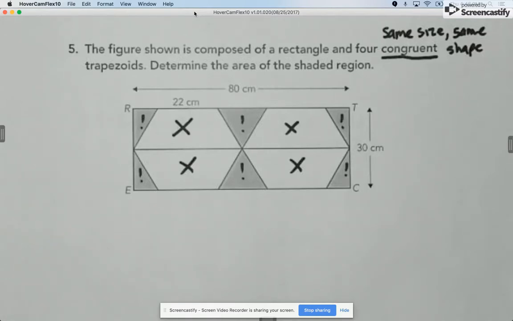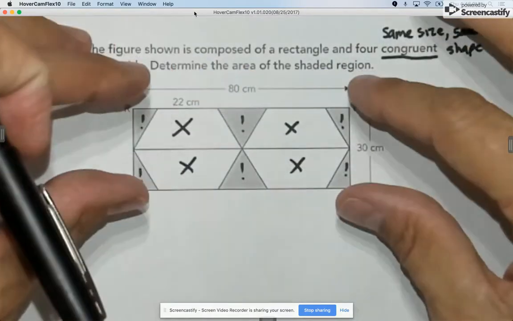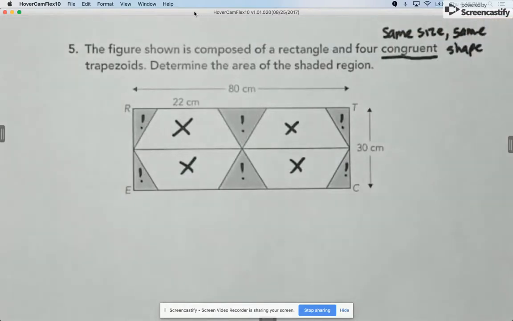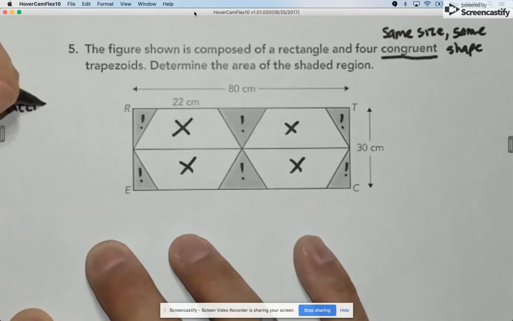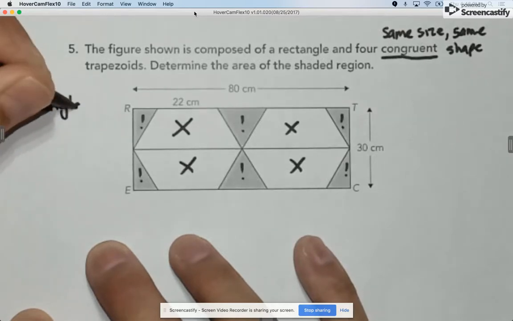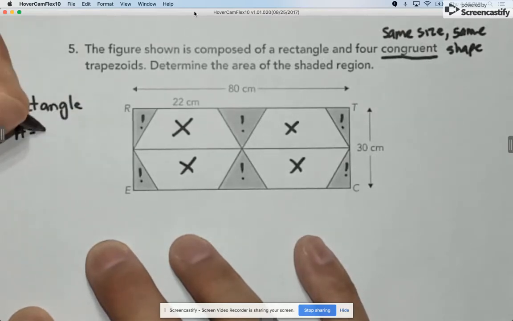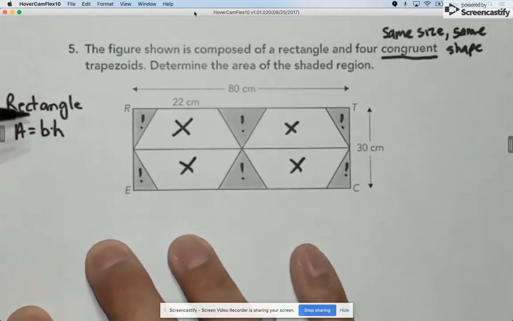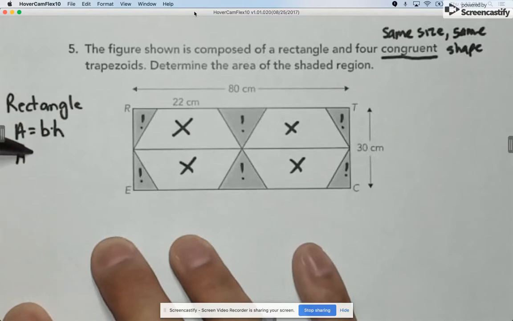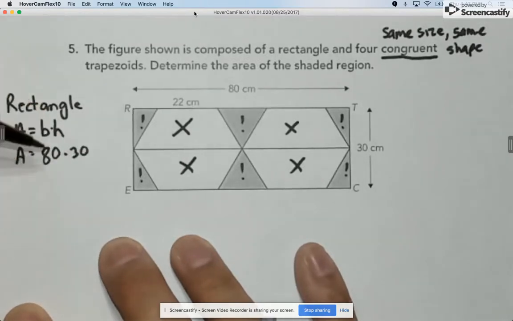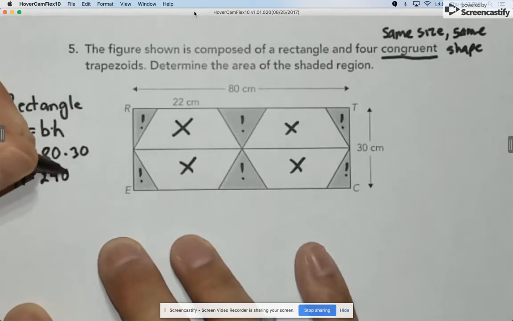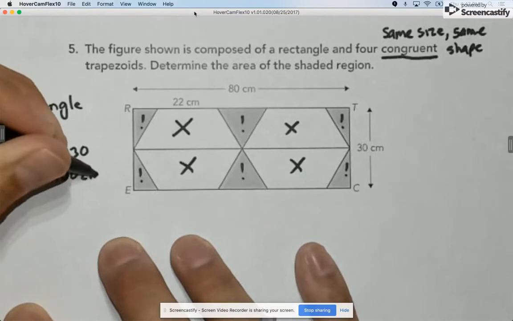What I would do is I would find the area of the whole rectangle. And so the rectangle would be the base times the height, or the length times the width, same thing. And so the area of the rectangle would be 80 by 30, and the area of the rectangle would be 2,400 centimeters squared.